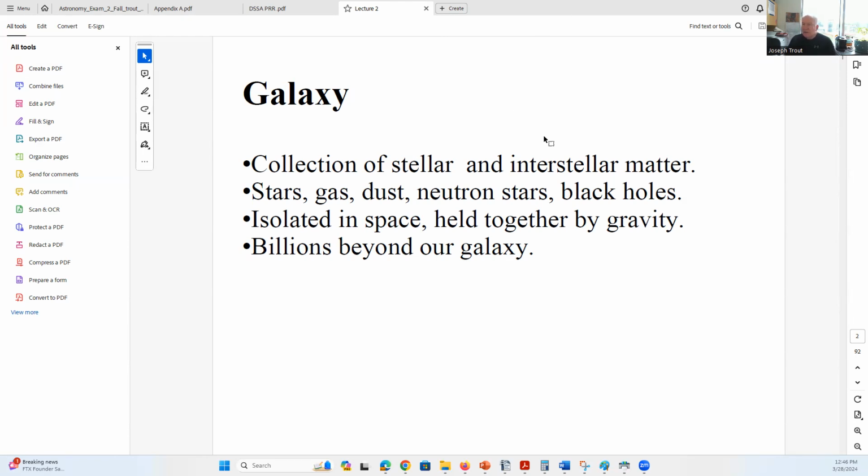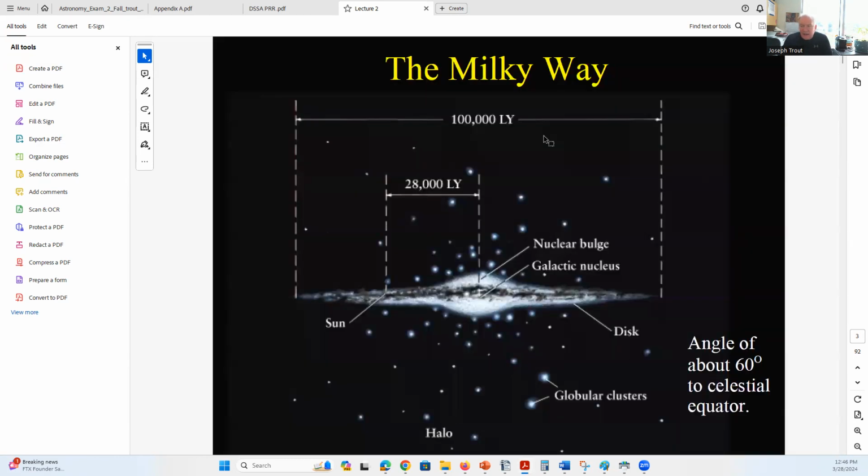If we look at a galaxy, that's a collection of stellar and interstellar matter, and it contains stars and gas and dust and neutron stars and black holes. And it's isolated in space and it's held together by gravity. And there's billions beyond our galaxy. And our galaxy is known as the Milky Way.